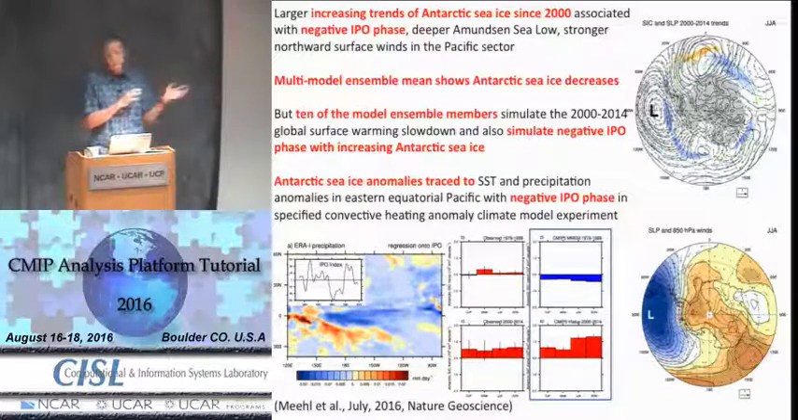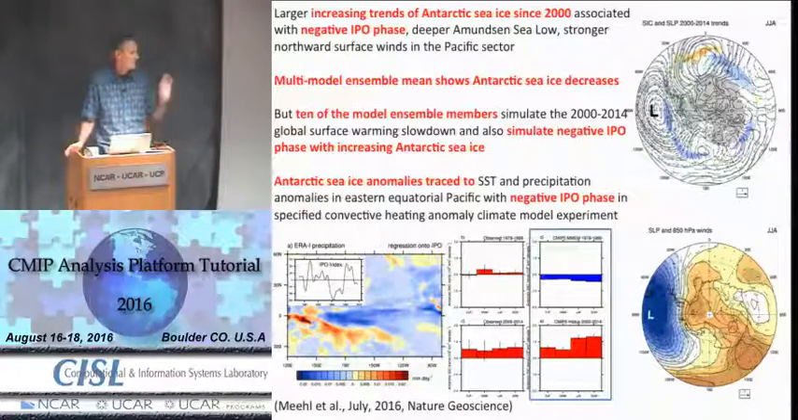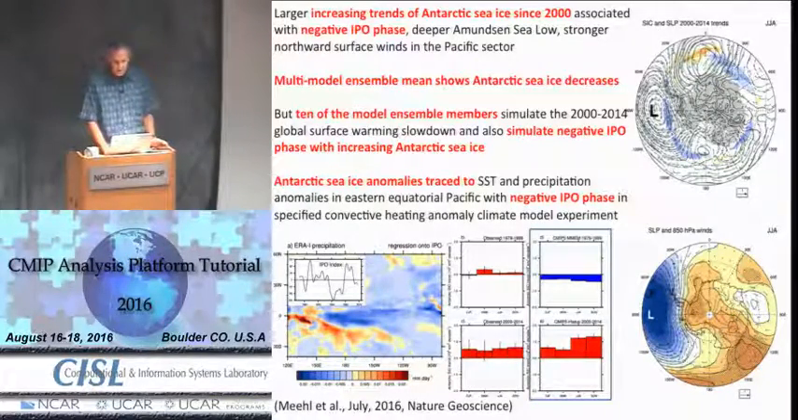And this, again, is kind of the dangers of just looking at a multi-model ensemble average versus trying to understand what some individual ensemble members are doing when you're looking at this connection between internal variability and externally forced response. Just a couple other interesting little plots here.